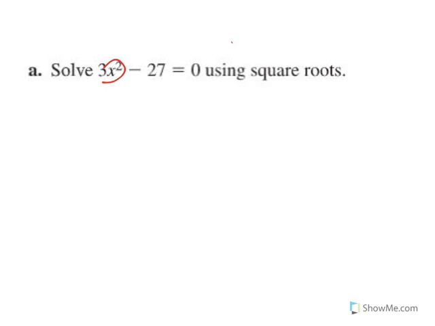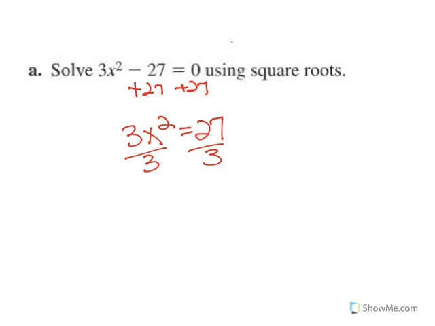solve for x squared. We have to get that x squared by itself. So notice it's equal to 0, right? So we need to add 27 to both sides. That gives us 3x squared equals 27. To get the x squared by itself, we need to divide by 3. Hopefully solving equations is coming back to you. We haven't done a whole lot of that lately. 27 divided by 3 is 9. Okay? We have to get that x squared by itself.